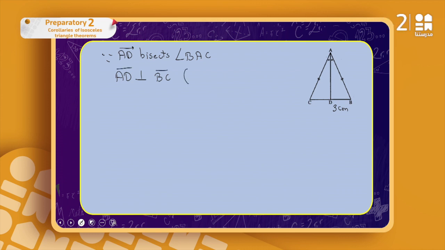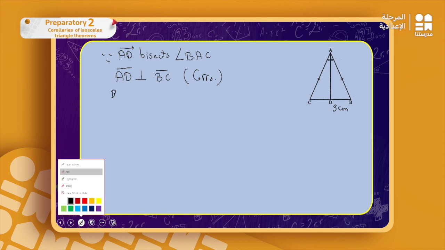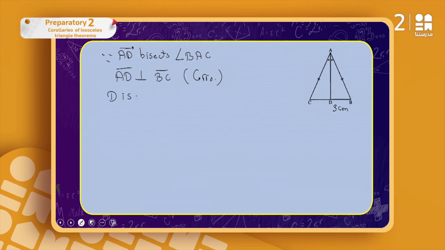Why? This is a corollary, a result. And also B or D here, so D here became the midpoint of BC. Yes, D is the midpoint of BC. So it made a perpendicular on the base and bisected it. Is that okay, guys?